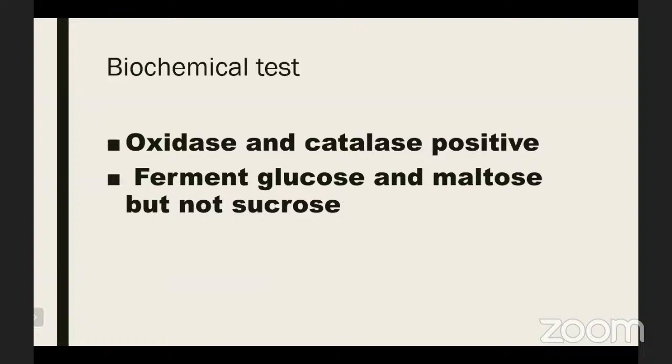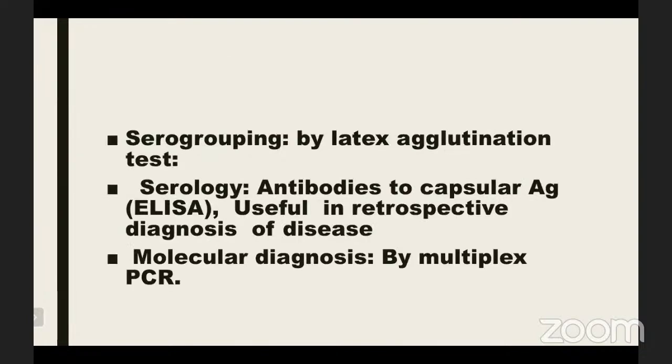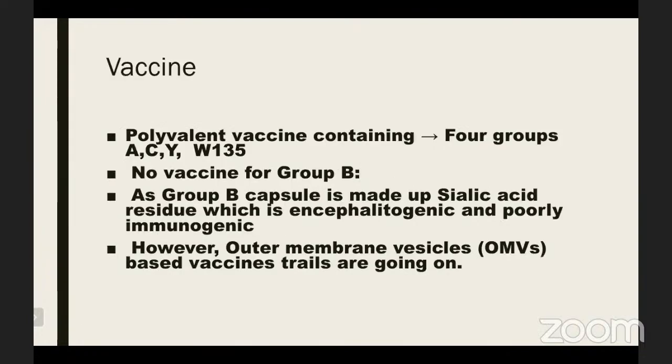It is oxidase and catalase positive, and it will ferment glucose and maltose, but it will not ferment sucrose. Serogrouping is done by latex agglutination test. Serology: antibodies to capsular antigen by ELISA, useful in retrospective diagnosis of disease. Molecular diagnosis is done by multiplex PCR. Vaccine: polyvalent vaccine containing 4 groups A, C, Y, W135.